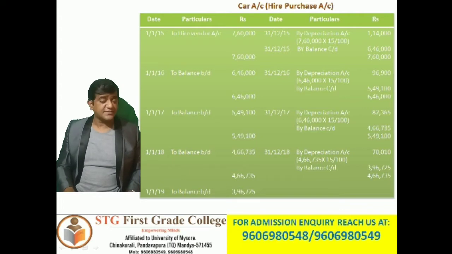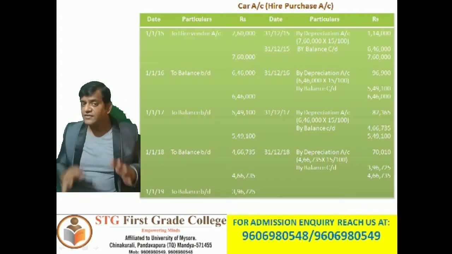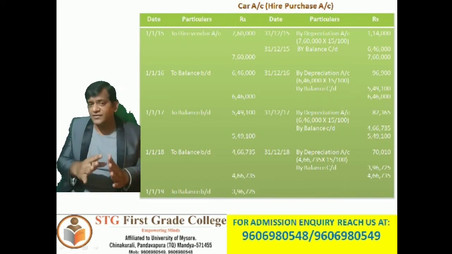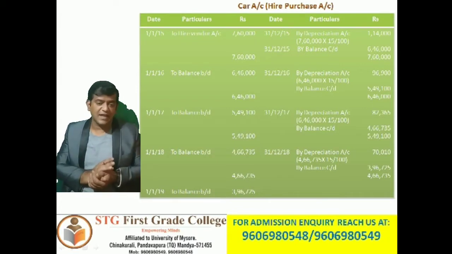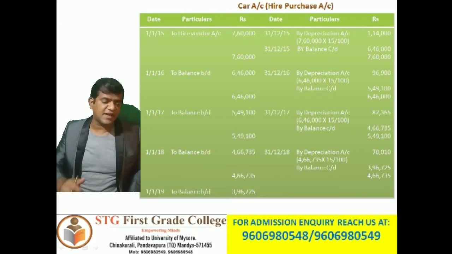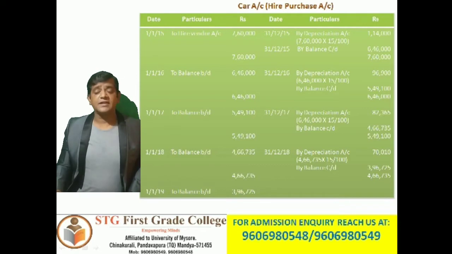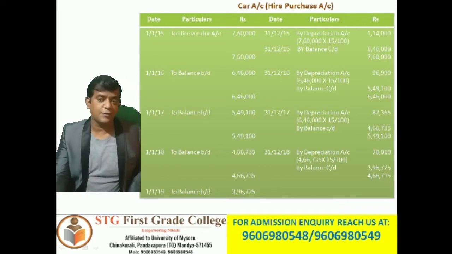So balance carried down is 3,96,725. Since the problem has given clearly for only 4 years, I've done with the 4 years. That is 15, 16, 17 and 18. So whatever the balance comes, I've brought it down and just leaving like that. So on 1/1/2019, to balance brought down 3,96,725 rupees. So we are done with the car account or hire purchase account.